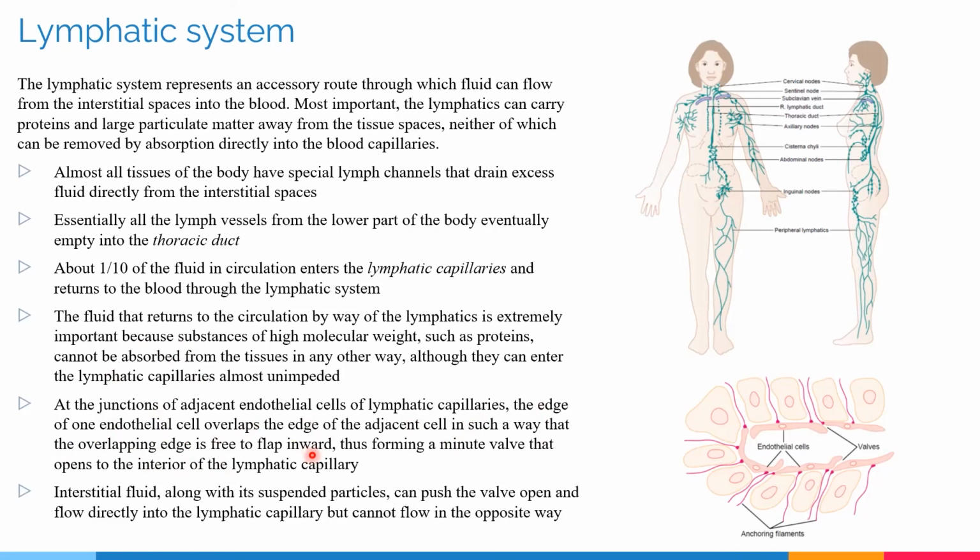So essentially a large pore or gate that can be opened by fluid flowing into it, thus forming a minute valve that opens to the interior of the lymphatic capillary. Interstitial fluid along with its suspended particles can push the valve open and flow directly into the lymphatic capillaries. But as this flap is unidirectional, the fluid cannot flow back into the interstitial fluid, and thus the lymphatic flow is only in one direction.